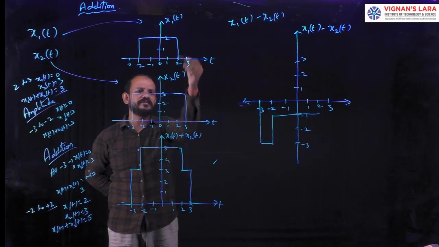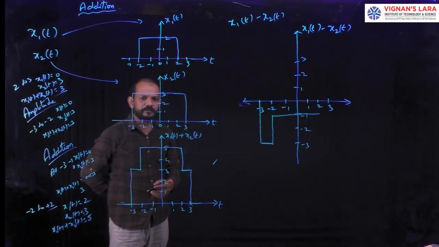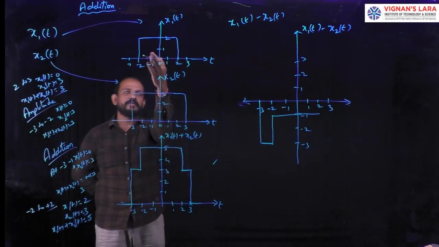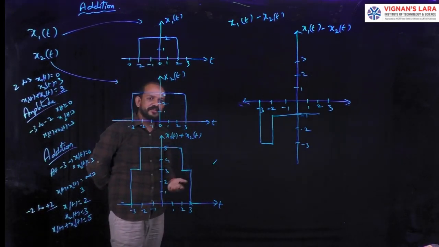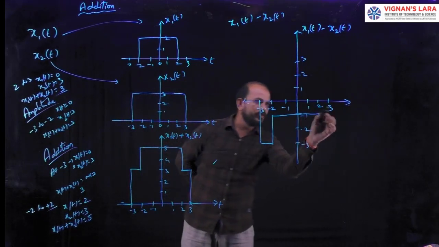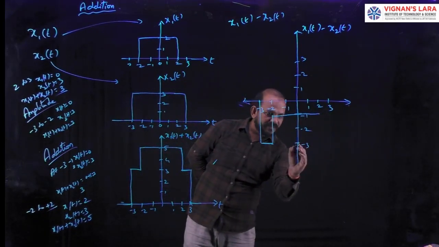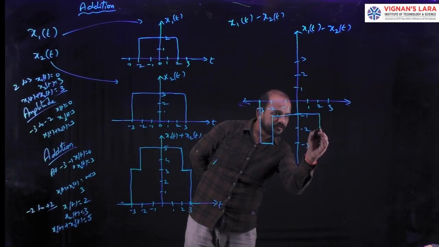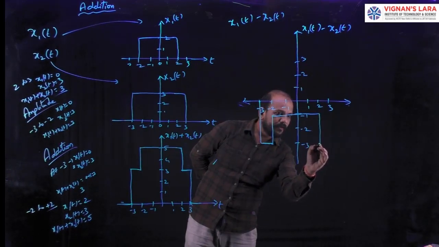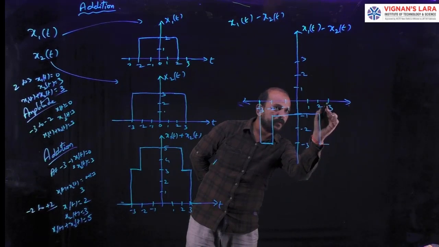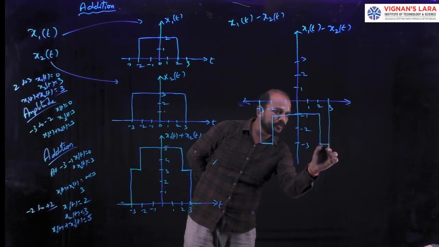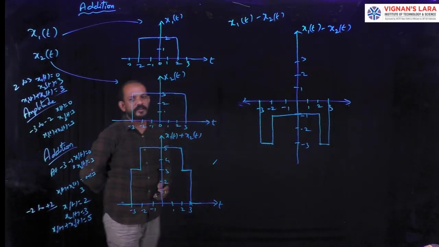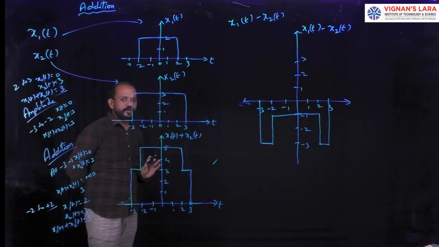After that, 2 to 3. Here we have 0 and here we have 3. So x1 of t minus x2 of t, 0 minus 3. That is minus 3 again. So from 2 to 3, the value is minus 3. Minus 3 is like here. So here we have to go to this. Minus 3. Am I right? So from 2 to 3, it is minus 3. Hope you are clear.